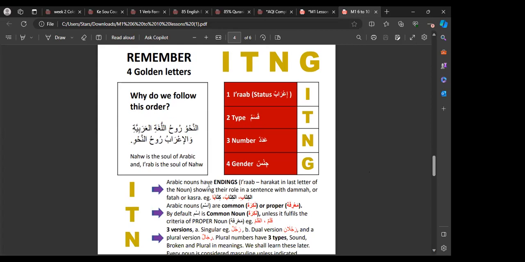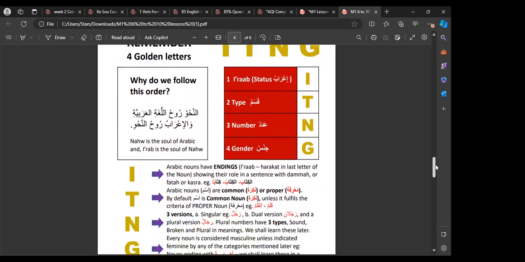Arabic nouns have endings, the 4 properties: I'rab, type, number, and gender. Qasmun, Adadun, and Jinsun. You will learn these off by heart very soon, inshallah. So I'rab. Arabic nouns have endings. I'rab, harakat, is on the last letter of the noun, showing its role in a sentence with dhamma or fatha or kasra. So the examples we have are al-kitabi, al-kitabu, and kitaban.